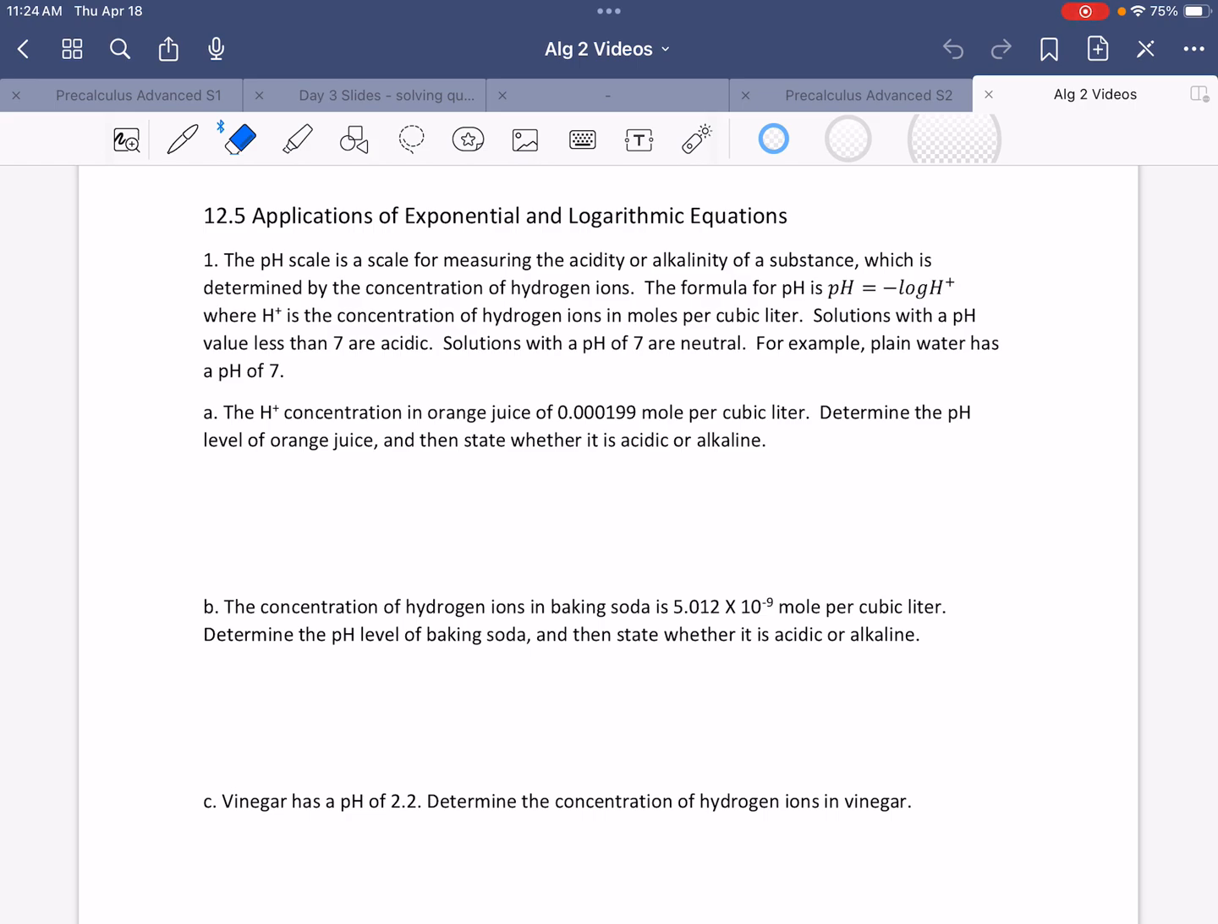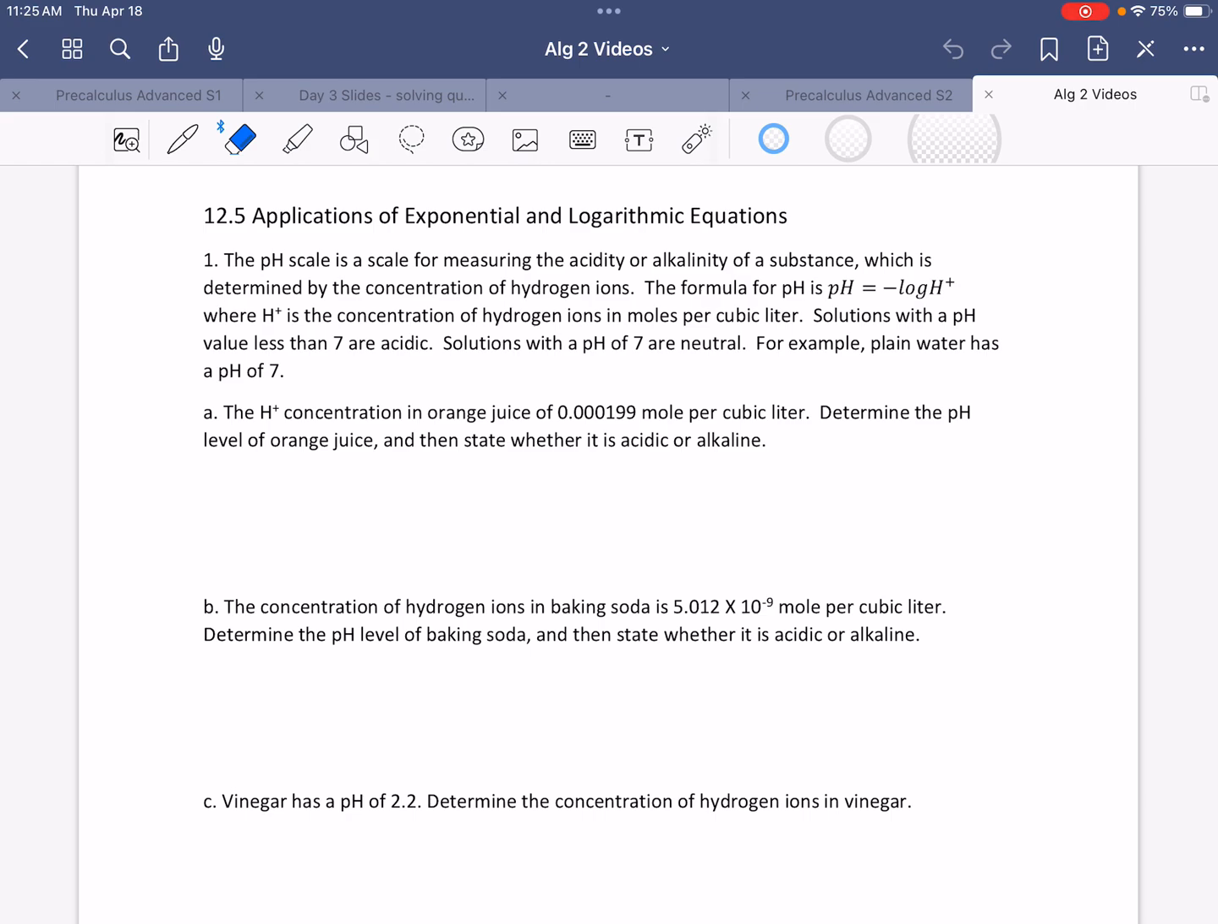Number 1 says the pH scale is a scale for measuring the acidity or alkalinity of a substance, which is determined by the concentration of hydrogen ions. The formula for pH is pH equals negative log of H+, where H+ is the concentration of hydrogen ions in moles per cubic liter. Solutions with a pH value less than 7 are acidic. Solutions with a pH of 7 are neutral. For example, plain water has a pH of 7.